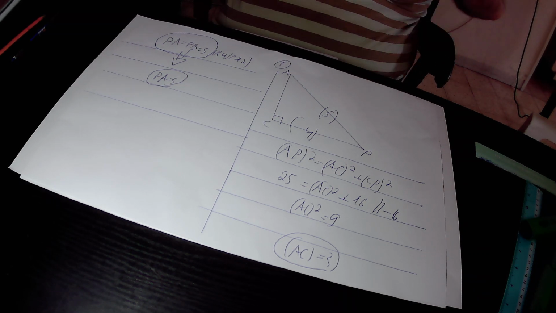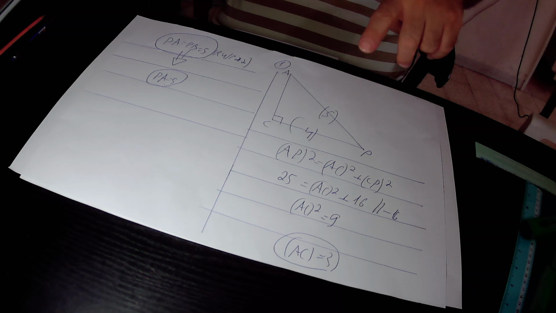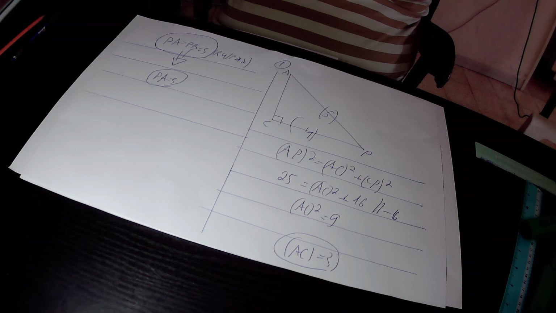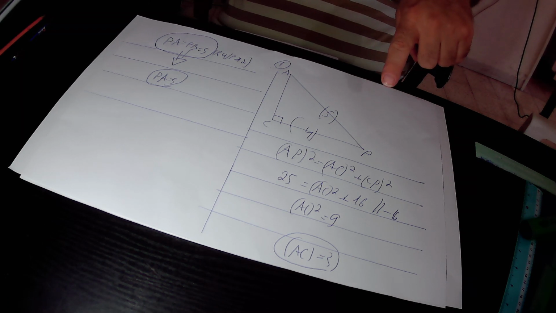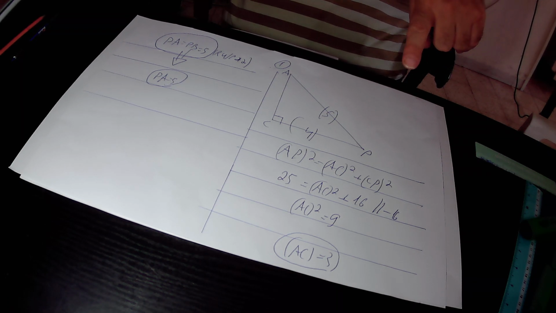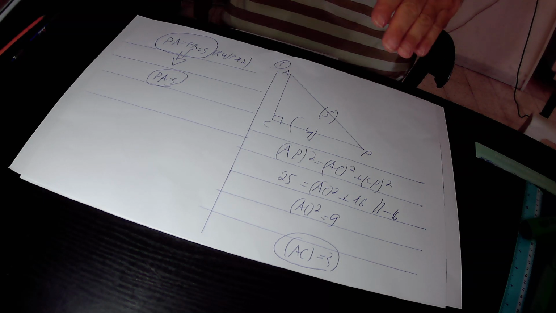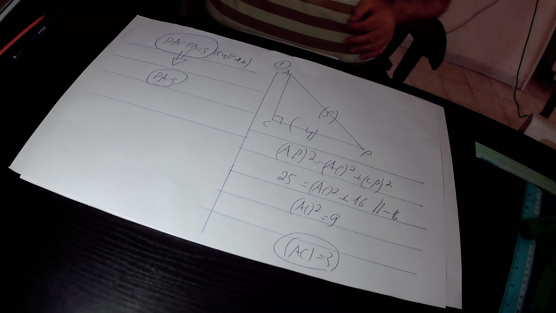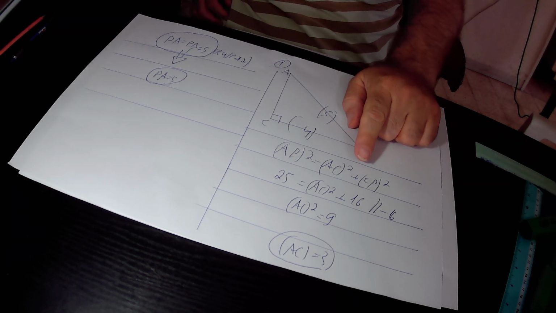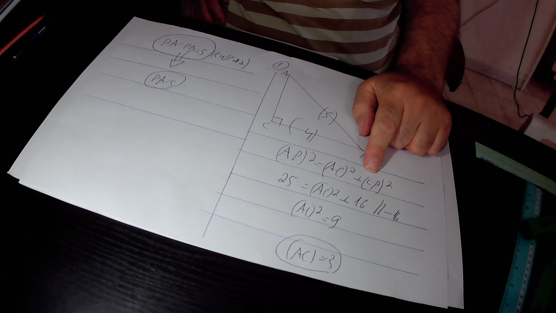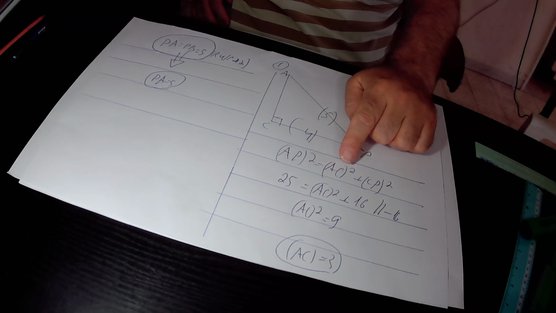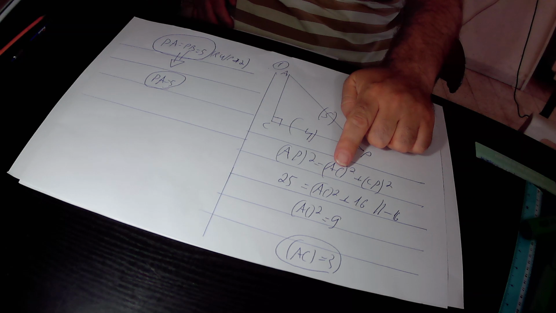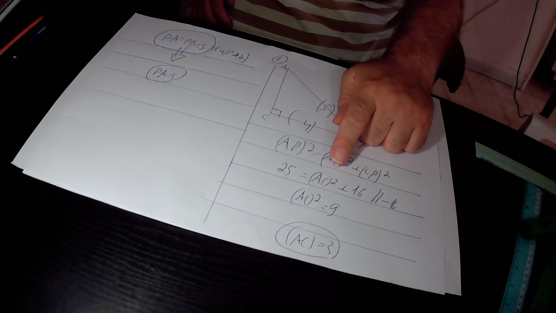AP is 5, therefore AP squared is 5 squared, that is 25. And it is equal to AC squared, AC is the missing side so we leave it as it is, plus CP squared. CP is 4, therefore CP squared is 4 squared, that is 16. So in total, 25 equals AC squared plus 16. Subtracting 16, we find that AC squared equals 25 minus 16, that is 9. So AC squared equals 9.